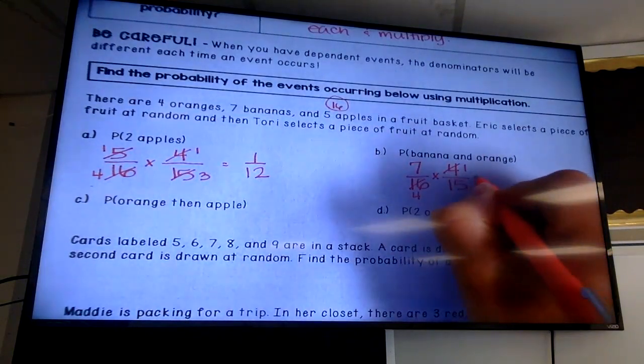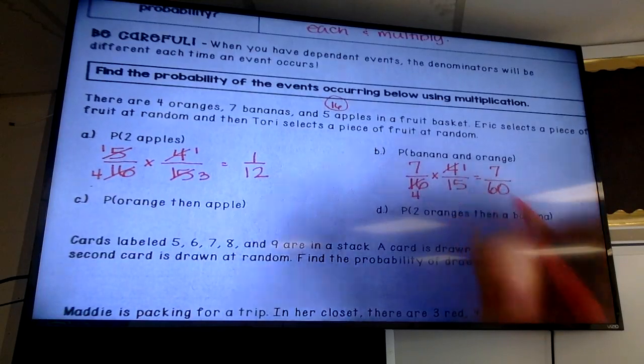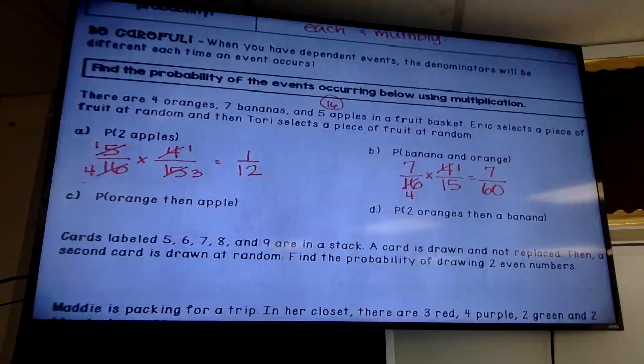Now I'm going to multiply across. 7 times 1 is 7, and 4 times 15 is 60. So 7 out of 60 times, Eric will choose a banana, and Tori will choose an orange.